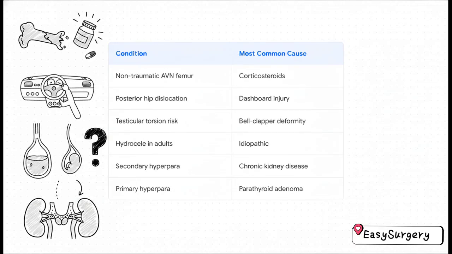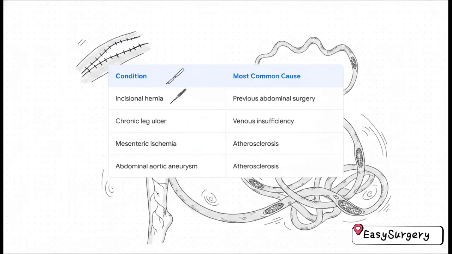Finally, for endocrine, make sure you explicitly connect secondary hyperparathyroidism to chronic kidney disease, whereas primary hyperparathyroidism is caused by a parathyroid adenoma. To wrap up our causes block, look at these vascular and general surgery stalwarts. The most common cause of an incisional hernia is, pretty predictably, previous abdominal surgery. A chronic leg ulcer is most frequently due to venous insufficiency. But pay really close attention to mesenteric ischemia and abdominal aortic aneurysms. Atherosclerosis is the common enemy here. It is absolutely the most common cause for both of them.